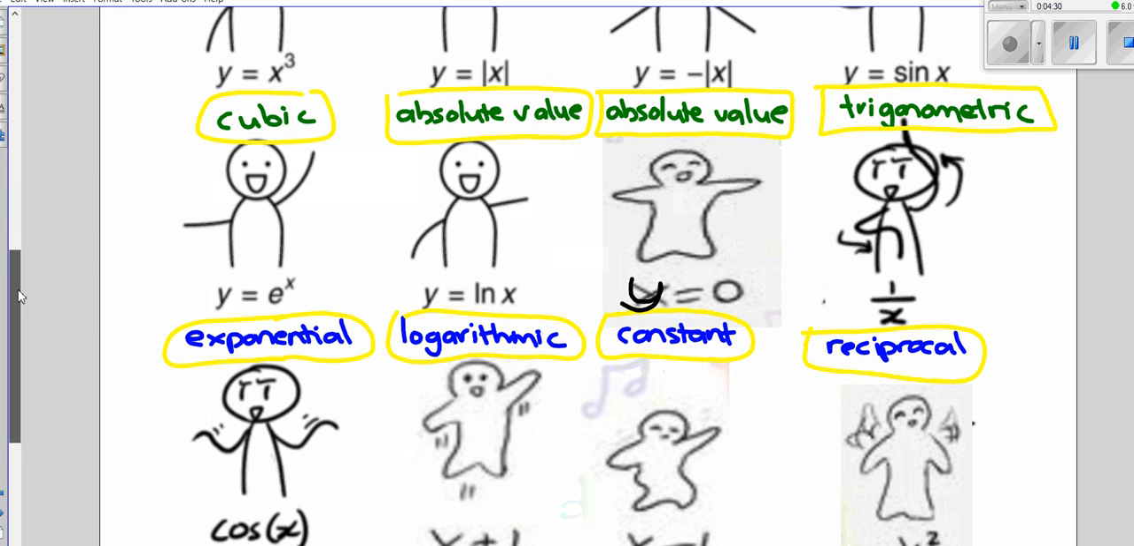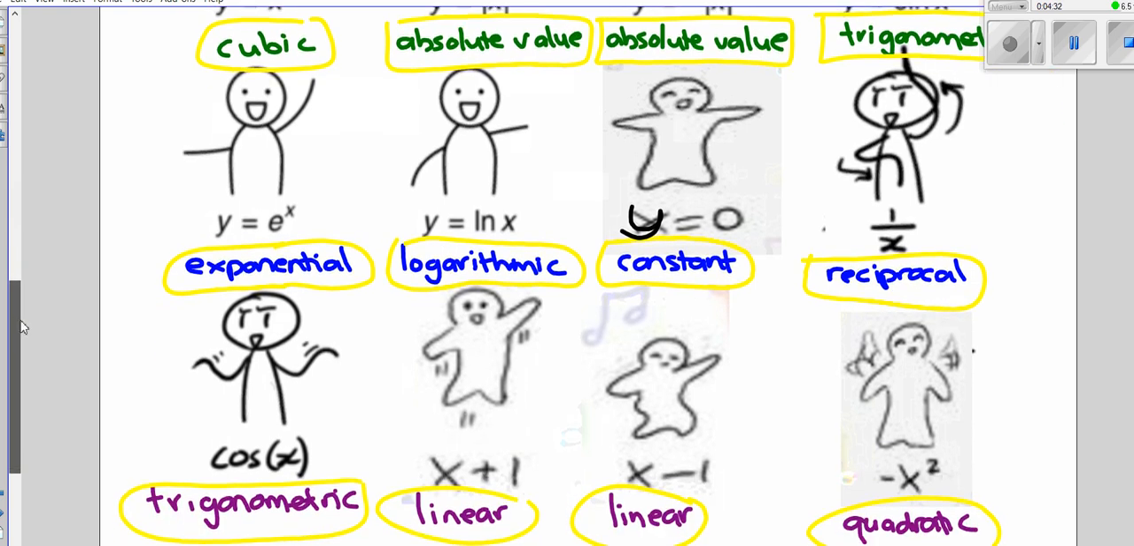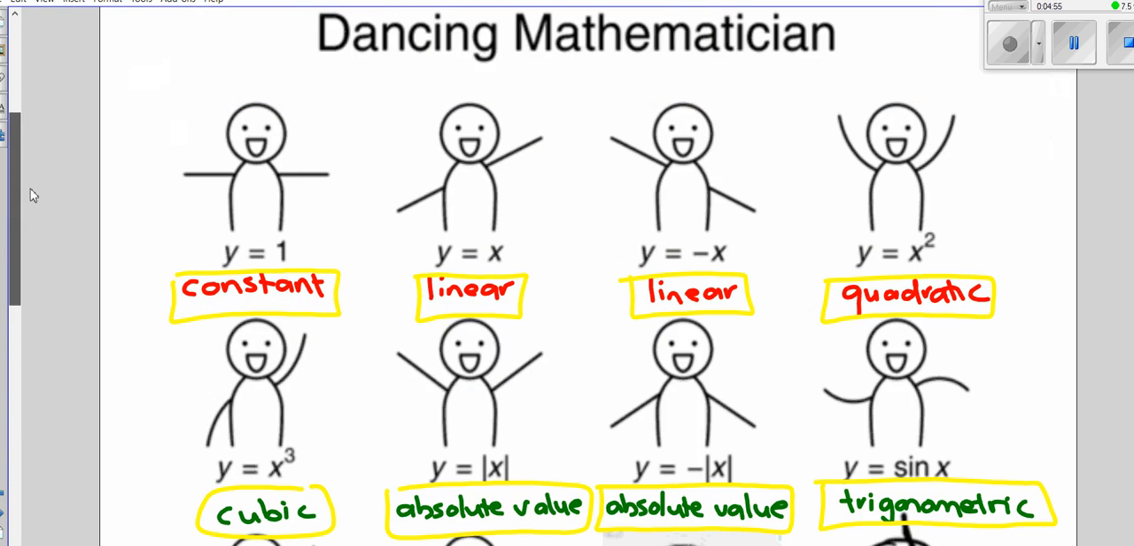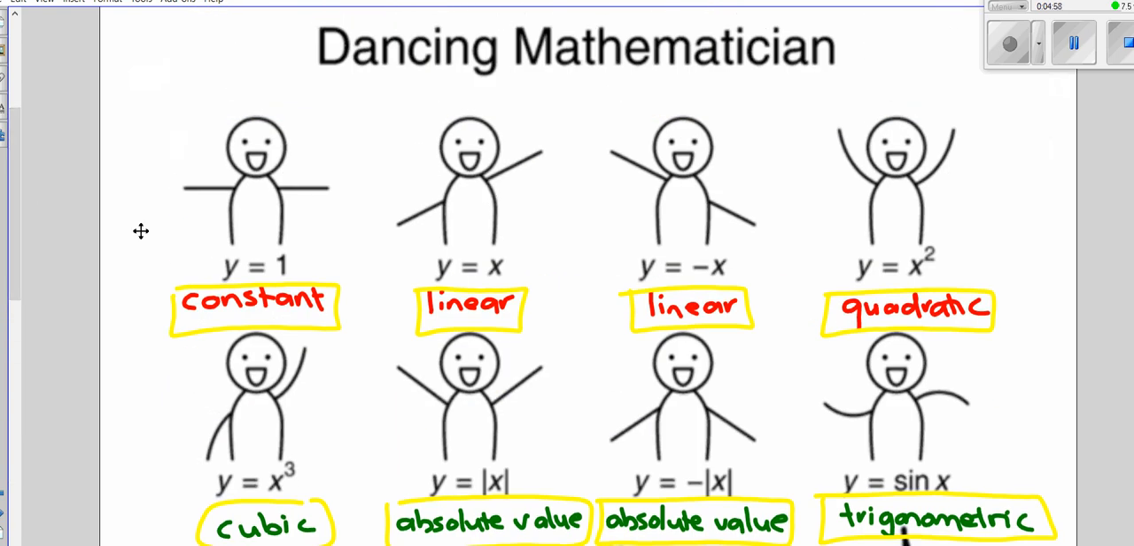Cos of x, just another example of a trigonometric graph. It forms these kind of waves, like sound wave looking things. X plus 1, it's a linear. It's got a gradient of 1 and a y-intercept of positive 1. So basically like y equals x, it's just been shifted up 1 unit. So that's why they're kind of standing upwards, kind of jumping up in the air. Because it's as if you were doing y equals x, but they jumped up 1 unit. So that's why this little figure's jumping up in the air.